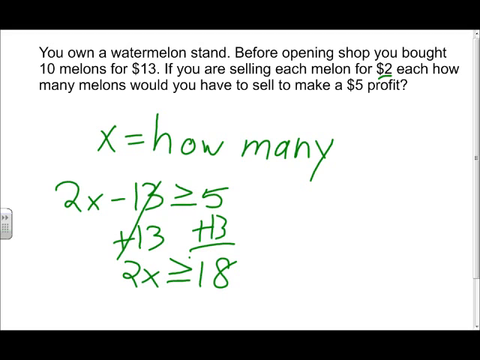I accidentally wrote that backwards. Alright, so now that you have that, all you have to do is get the 2 away from the x. So you divide by 2 on both sides. And if we bring that up here, x is greater than or equal to 9. And basically what that means, all you have to do to make a profit of $5 is at least sell 9 watermelons. And that is multiple step inequalities.